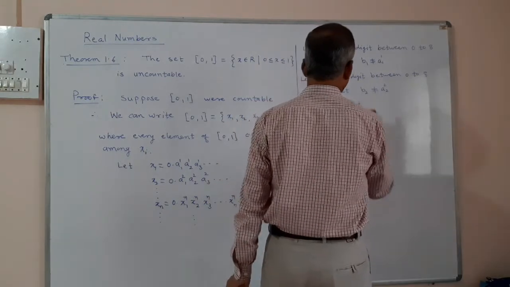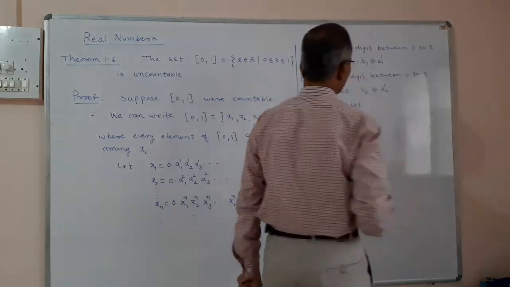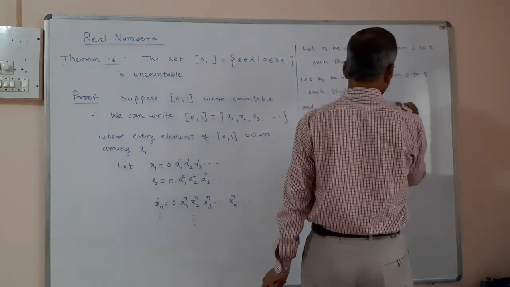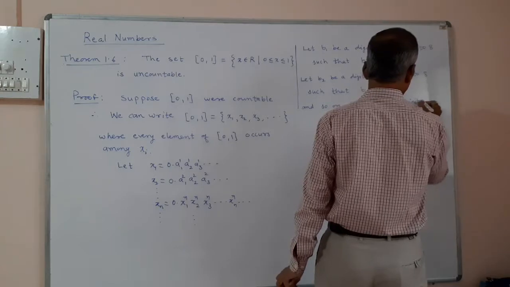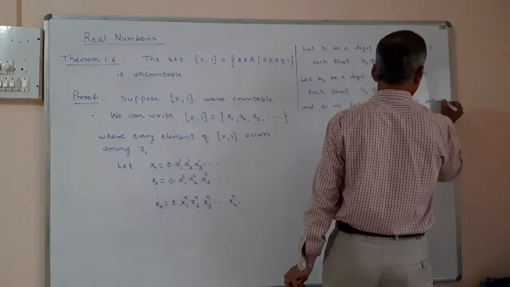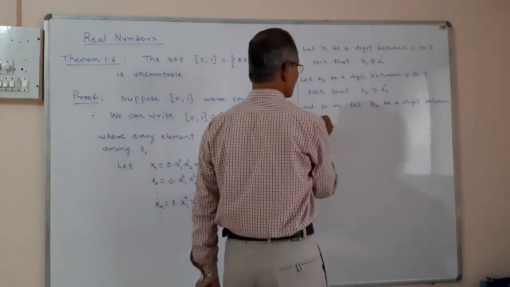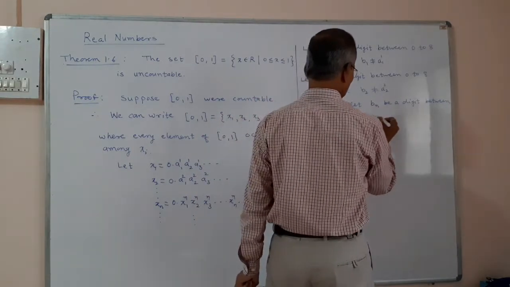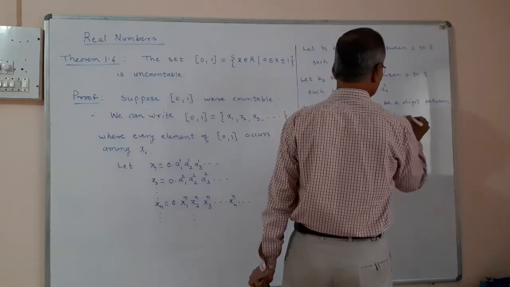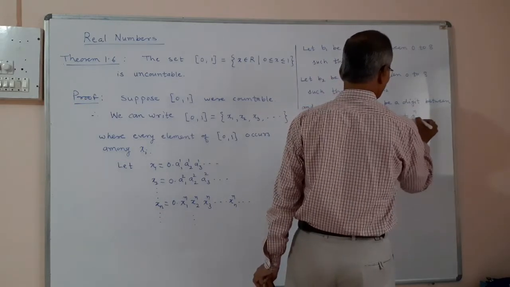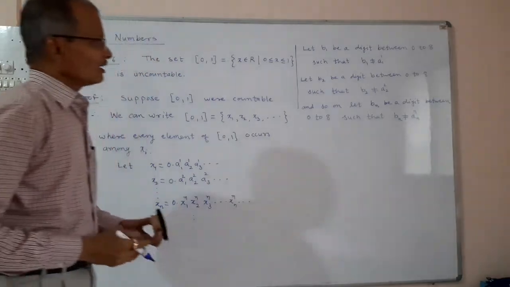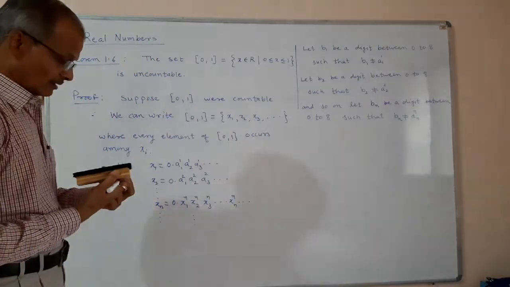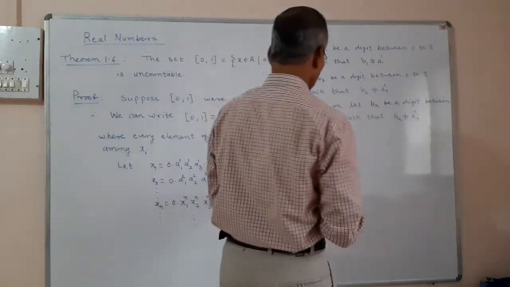Let bn be a digit between 0 to 8 such that bn is different from ann. Now we shall form another number between 0 to 1. So for that number we consider like this.